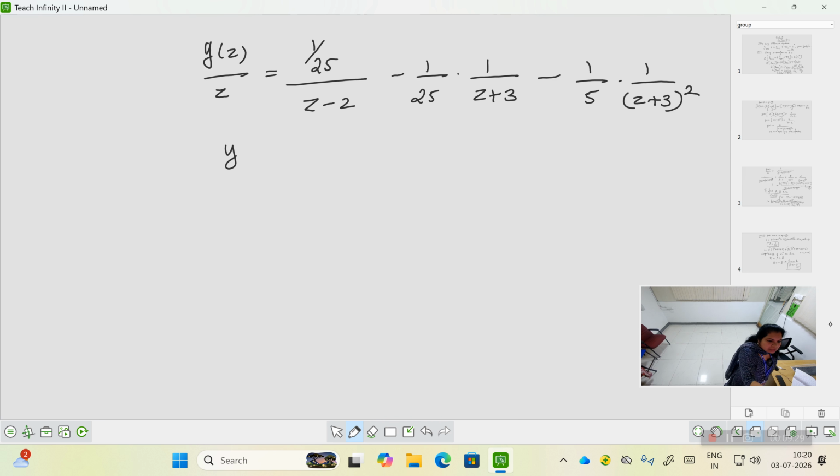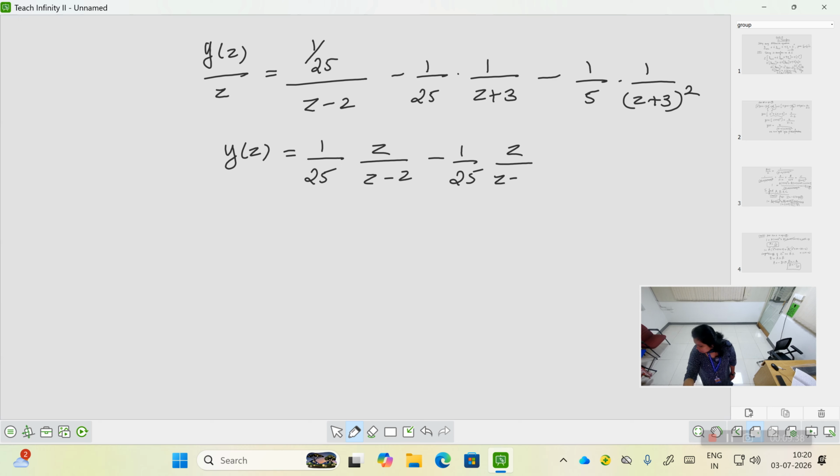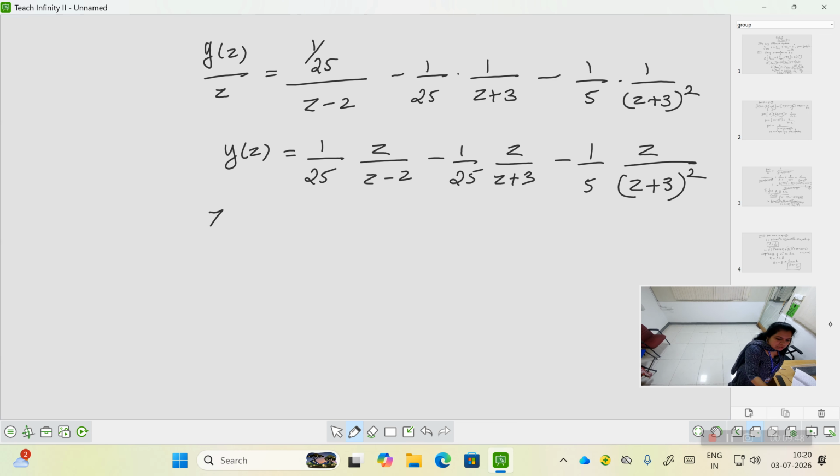So bring that z to the other side. So we can write it as z by z minus 2, z by z plus 3, then z by z plus 3 the whole square. So now we come to the final conclusion. What is that? Taking inverse. The problem is inverse.